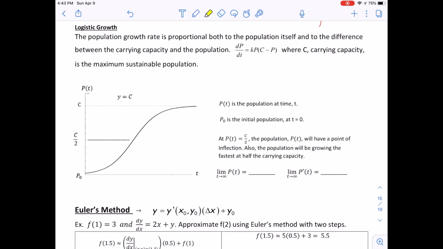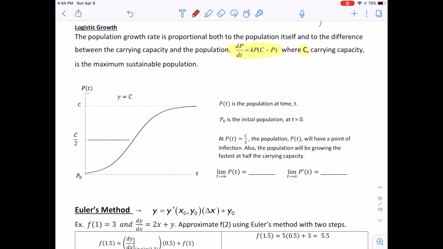You're going to need to know logistic growth as well. Logistic growth shows population growth, but with more of a realistic tinge than exponential growth. It's where the population growth rate is proportional to both the population itself and the difference between the carrying capacity and the population. So you're going to see a differential equation that looks like this, where C is the carrying capacity, which means the maximum the logistic growth curve can be.